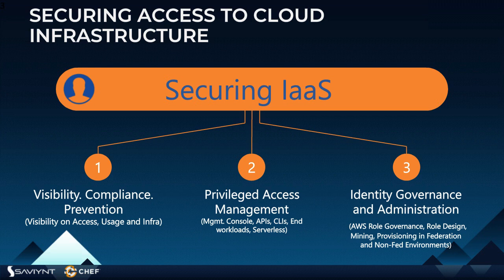The second very important aspect in securing infrastructure as a service is to manage privileged access to your cloud infrastructures like AWS, Azure, Google Cloud, etc. Privileged access on an infrastructure service can be gained via various conduits. You can gain privileged access by going to your management consoles, your APIs, your CLIs, your end workloads like EC2s, your RDS databases, or even serverless technologies like Lambda functions and Azure functions.